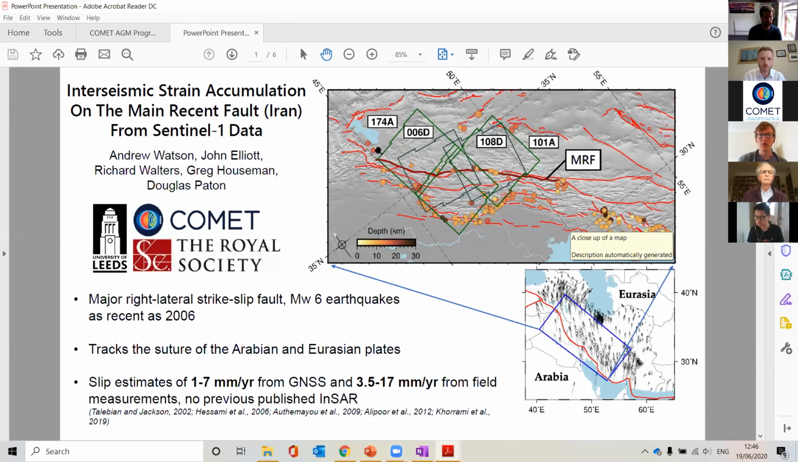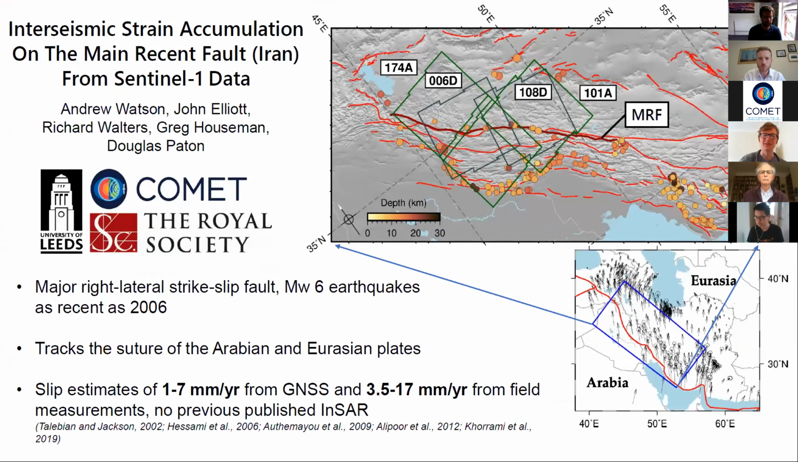Great. Right, so this is going to be a quick introduction to the main recent fault. This is a right lateral strike slip fault in western Iran in the Zagros. It's seismically active, and it also tracks along the suture of the Arabian and Eurasian plates, the collision of which is driving seismic motion on this fault. So we're interested in this from two perspectives: one, the seismic hazard perspective, and two, understanding the distribution of deformation in Iran from continental collision.